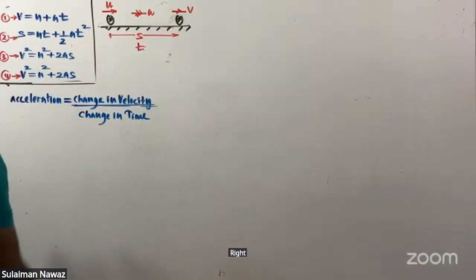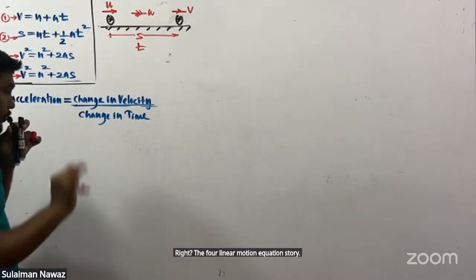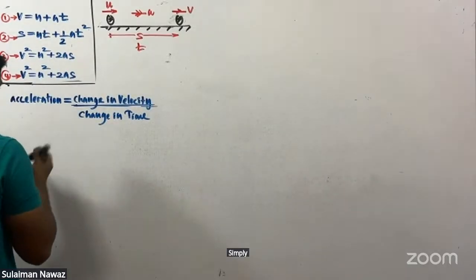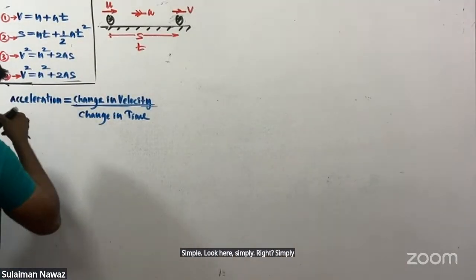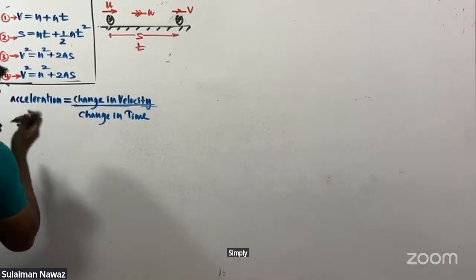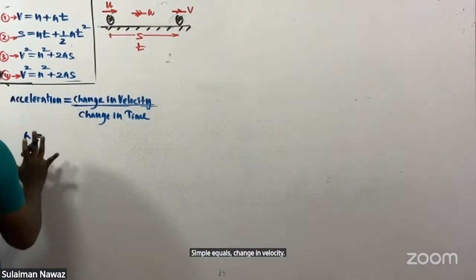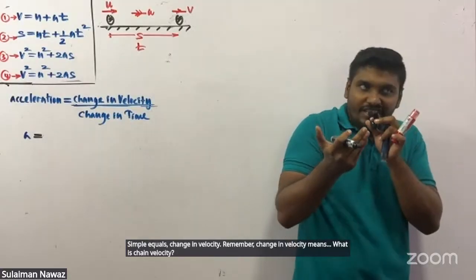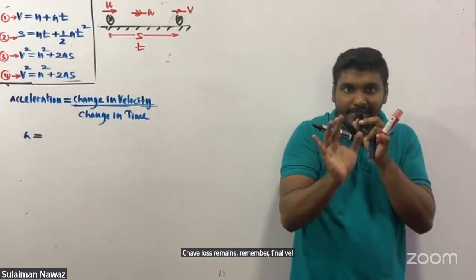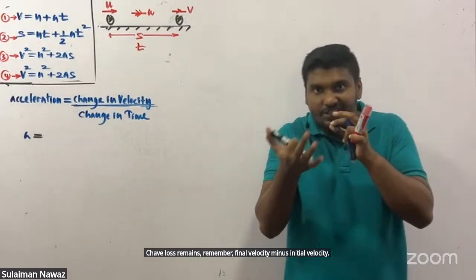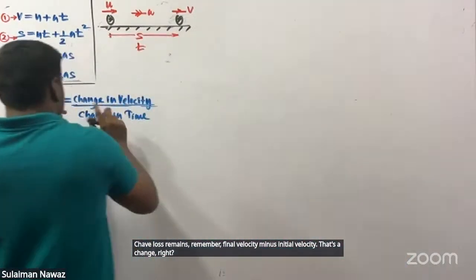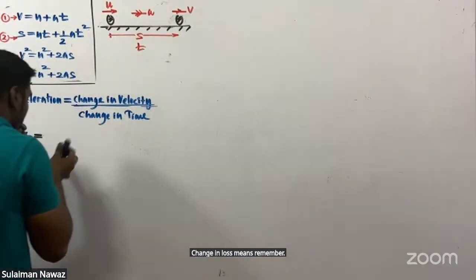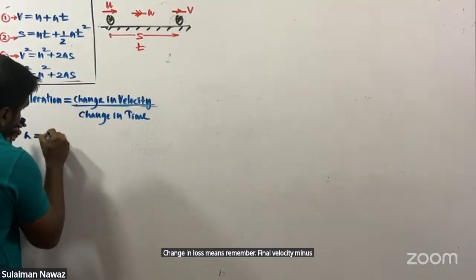The four linear motion equations story. Acceleration means, we know, simply A equals change in velocity. Now remember, what is change in velocity? Change in velocity means final velocity minus initial velocity. That's a change, right? Somewhere else write down if you don't know that, but you know the story.